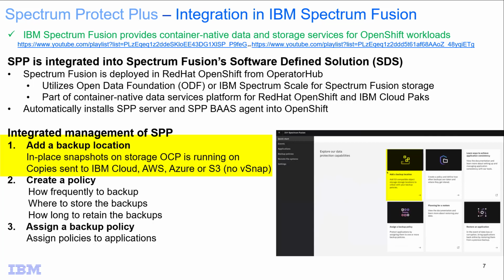In the Fusion version, you cannot send those copies to a Spectrum Protect Plus vSnap. It's then possible to create a policy, a service level agreement, as we call it in Spectrum Protect Plus world, and that'll determine how frequently the backup, where to store the backups, and how long to retain the backups. And finally, you'll assign that backup policy to specific applications that are running out in RedHat OpenShift. So with that, I'm going to go ahead and turn it over to Ben Randall to do a demo.